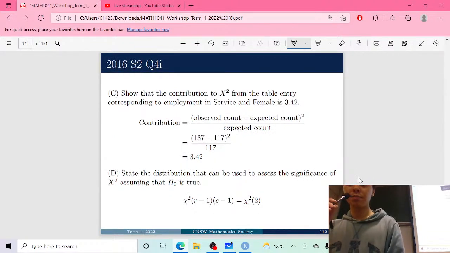Okay, so the next part is to find the test statistic. You want to compute it at the specific values. We were given the observed count in the question, and we already computed the expected count in the previous part. And then we want to divide by the expected count as well. So here you just plug everything in, and we get 3.42.